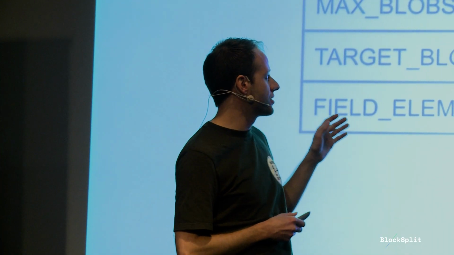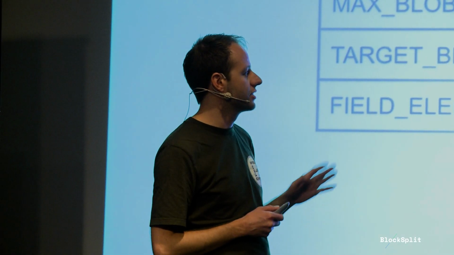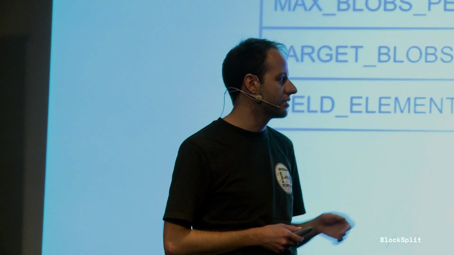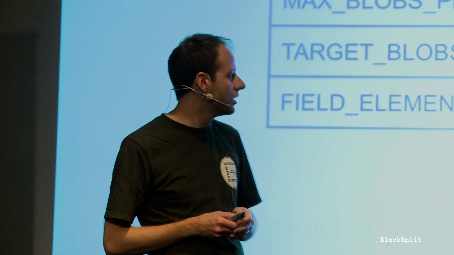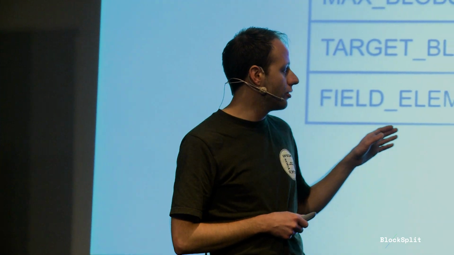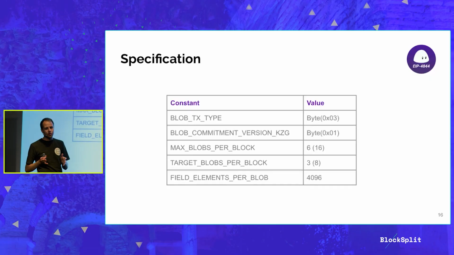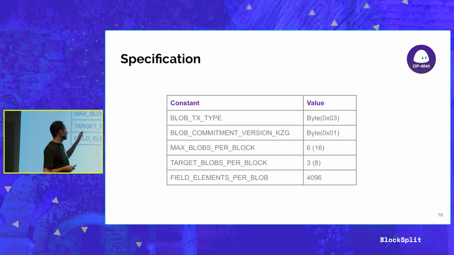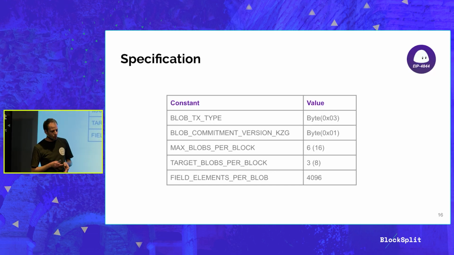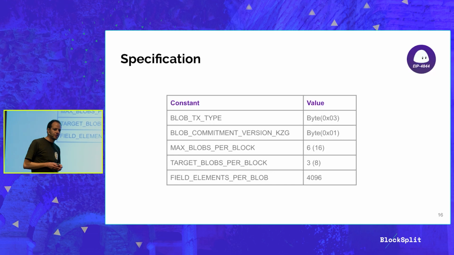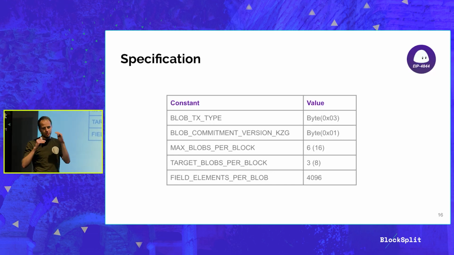The maximum number of blobs that can be stored in a block is currently 6, and it will be changed to 16 after some improvements. And the target blobs per block is 3, and it will be changed to 8. If this sounds familiar, having maximum and target values, it's similar to EIP-1559, which enables us to use the target gas and the maximum gas.